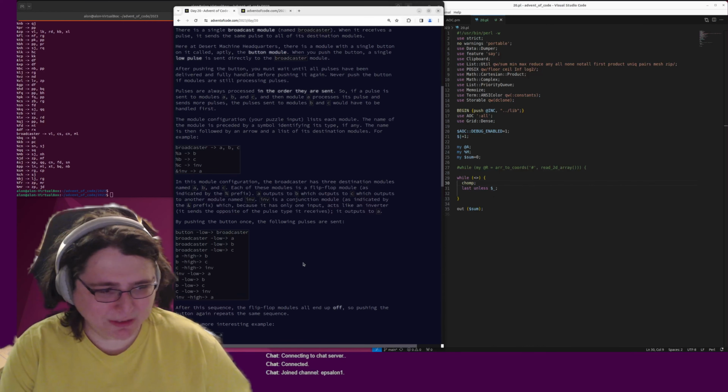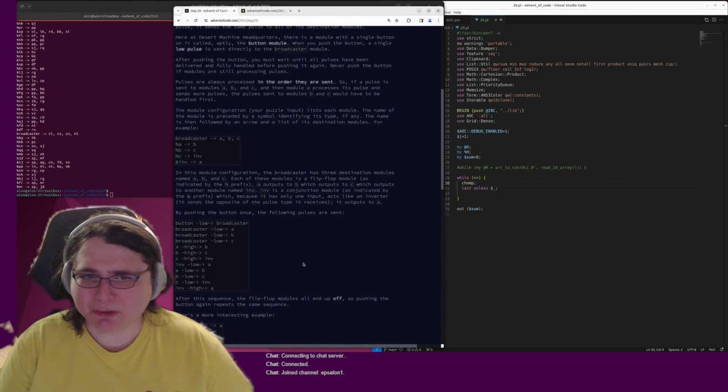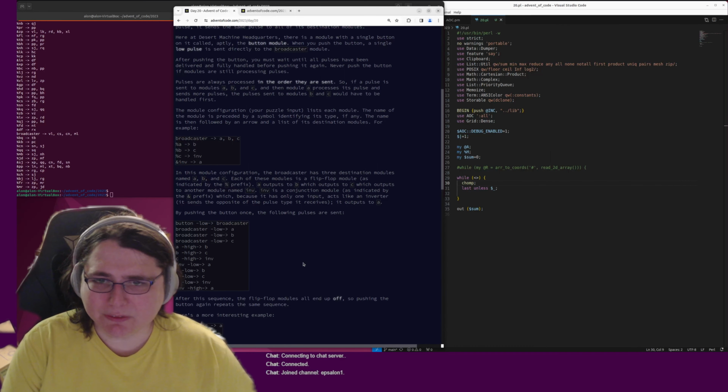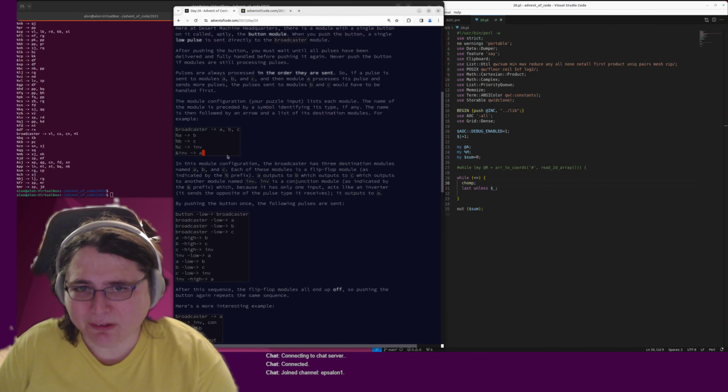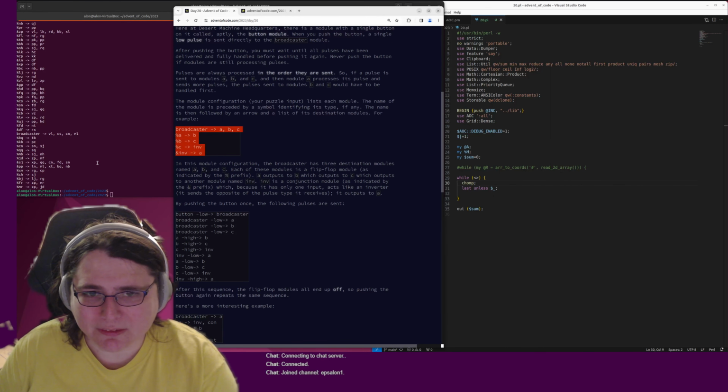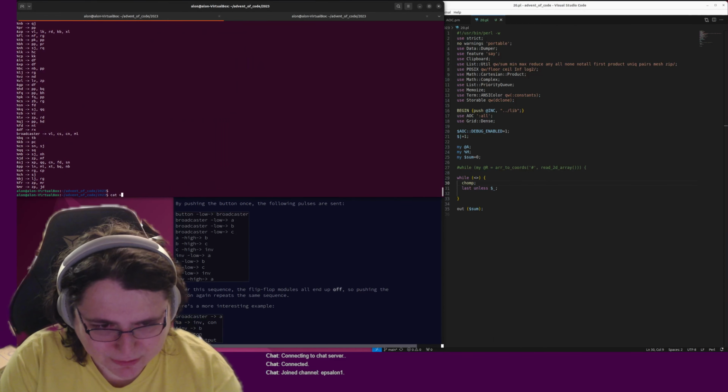Pulses are processed in order. A, B, C, and then module A processes its pulse and sends more pulses. They have to be handled in order. Okay, so we have a FIFO. Here's an example.